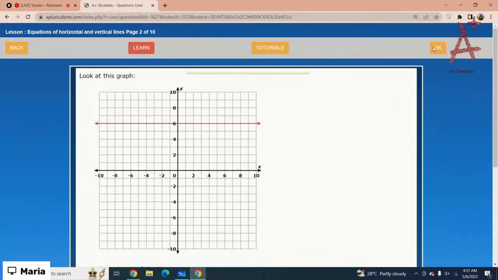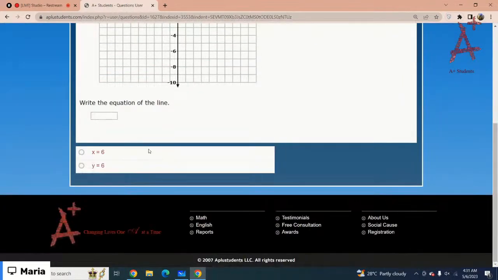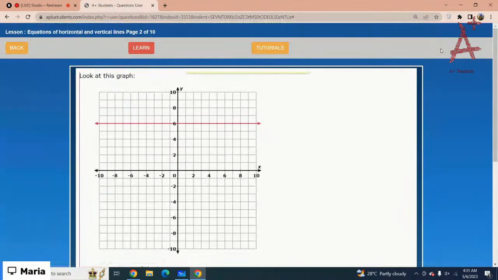Okay, look at this graph. Write down the equation of the graph. So which is the correct option? You can see the line is parallel to the x-axis. Got it? Here is a point on the y-axis. So the equation of the line is y equals 6. The correct option is y equals 6.